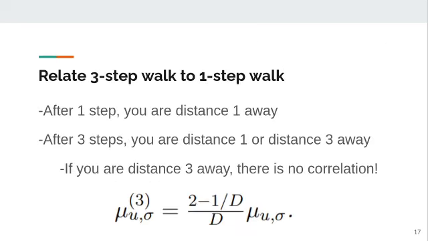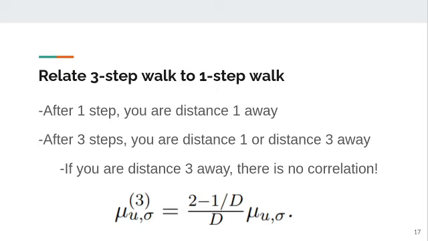So first, we're going to look at one-local algorithms. Let's look at a 3-step random walk. If you walk 3 random steps, you're either going to be distance 1 or distance 3 away. If you're distance 1 away, it's like you took a 1-step random walk. But if you're distance 3 away, there's no correlation. At least for one-local algorithms, you're outside of the light cone. And so you can relate the chance of correlation from a 3-step random walk to the chance of correlation from a 1-step random walk, because in both examples, there's only one contribution from distance 1 away.